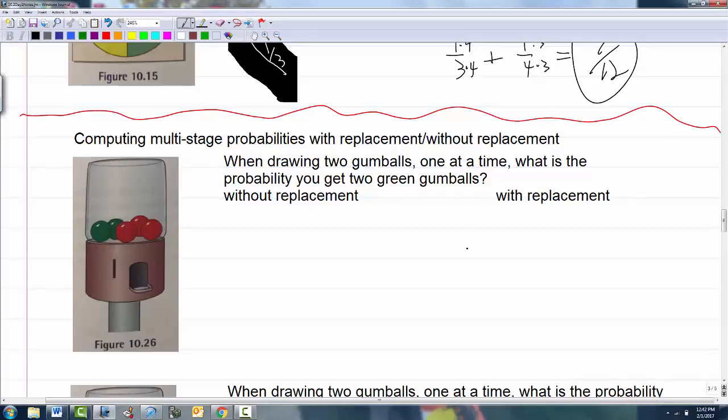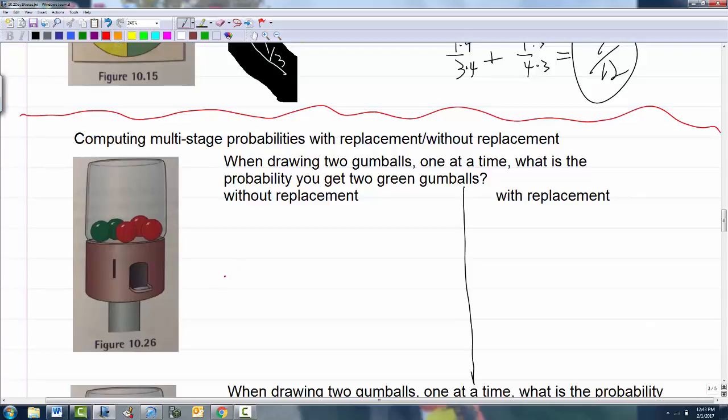The idea of with replacement and without replacement. So, made it simple. The question is that we're drawing from a gumball machine. There's 3 red and 2 green. You can see them. You're not blind. Okay. Computing multi-stage probabilities with replacement and without. Drawing 2 gumballs one at a time. What is the probability you get 2 green gumballs? If they ask you to do a probability tree, then this is what you got to do.